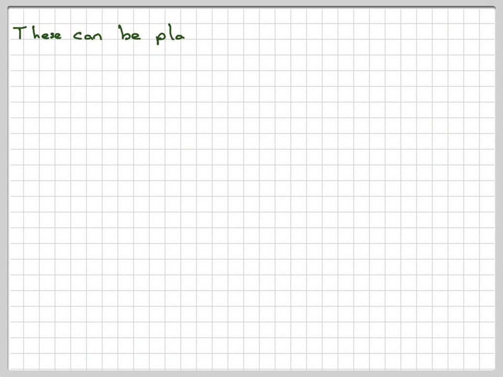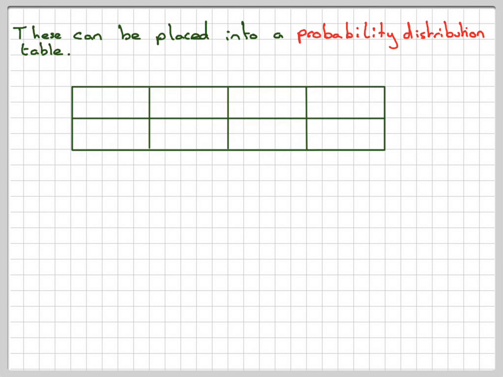Now, you can put these into what's known as a probability distribution table. The table looks like this. We've got this idea of x, which I'll talk about in a minute, and x can take on values of 0, no faulty, 1 faulty, and 2 faulty. And here we've got the probability that X is equal to x. We've got 0.3, 0.6, and 0.1.